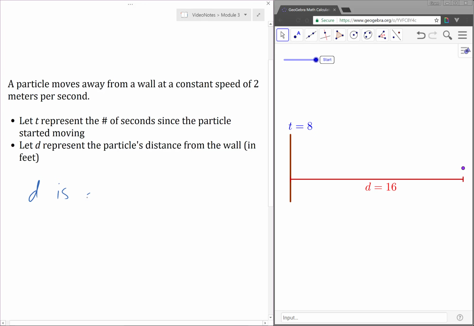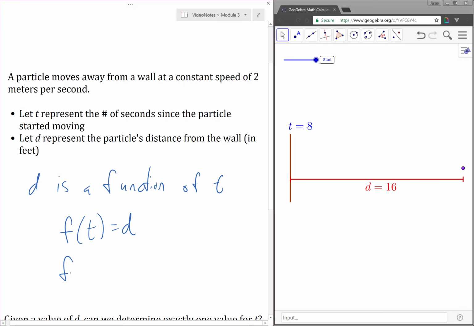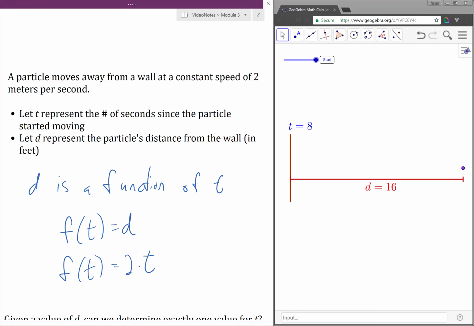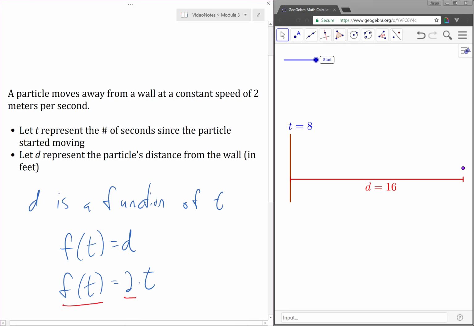So d is a function of t. And we'll call this function f. And therefore, f of t is equal to d. Since we know exactly how t and d are related and vary together, we can actually write a formula for f. So f of t will actually be equal to 2 times t. And this is because the particle's distance from the wall in meters is always 2 times as large as the number of seconds since the particle started moving.